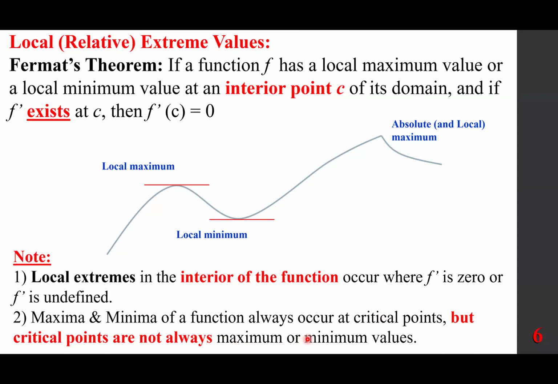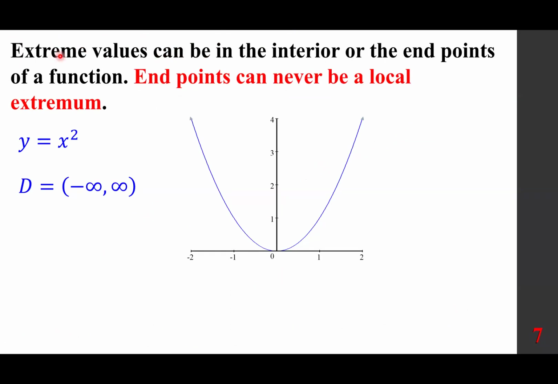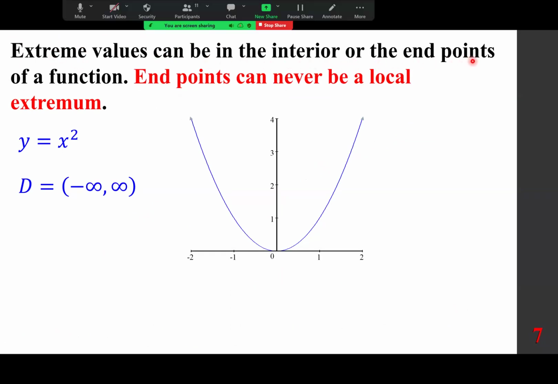So again, in short, if we are sure we have local extrema, it's either f prime is 0 or f prime doesn't exist. But if we have a critical point, it may be a local max, local min, or may not be. Let's further investigate this. Extreme values can be in the interior or the end points of a function. End points can never be a local extremum. They can only be absolute, if that.